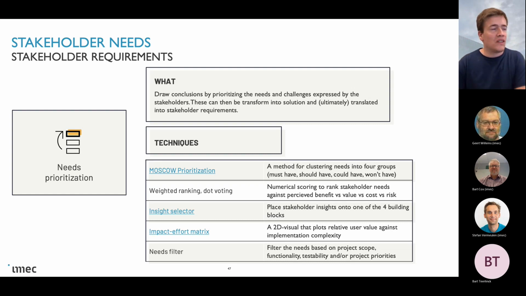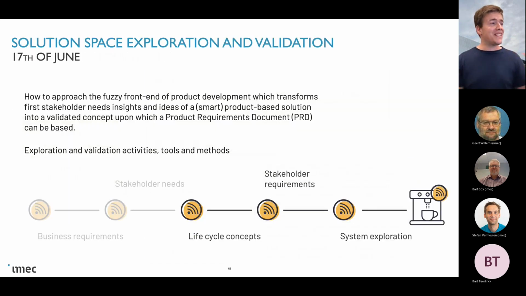So there's a few techniques here, like the MoSCoW prioritization, but you could also filter based on the project scope, functionality that you foresee, testability, etc. So these are all techniques to basically make a priority out of certain needs that were expressed. That's basically it.